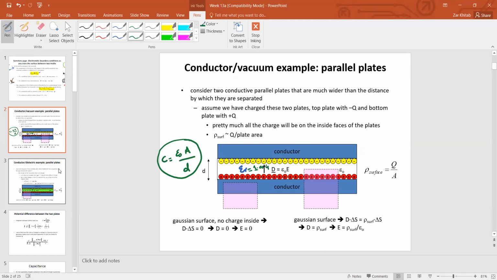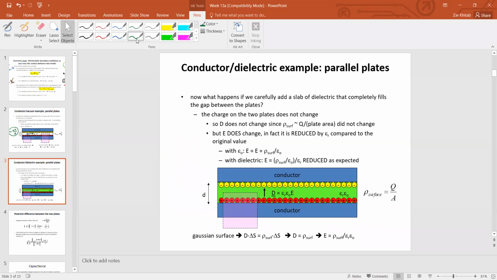And then we saw if we fill the same structure with a green dielectric, then the capacitance is still epsilon naught A divided by d, but now the green material has epsilon r also, so we have epsilon r also. So the capacitance of the structure is a little bit higher now, because epsilon r is always greater than 1.